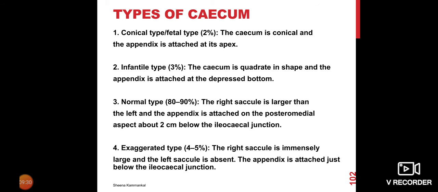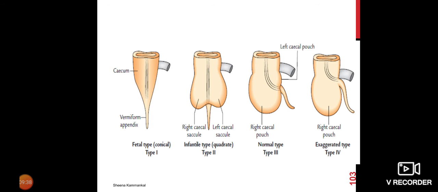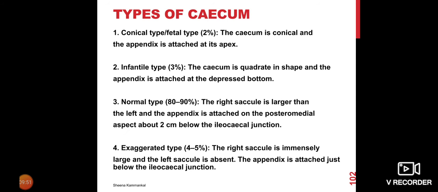Next is the infantile type, present in 3% of people. The cecum is quadrate in shape and the appendix is attached to the depressed bottom. The second one, infantile type. See, the cecum is quadrate in shape. In the middle of the cecum, the appendix is attached. This is the infantile type.